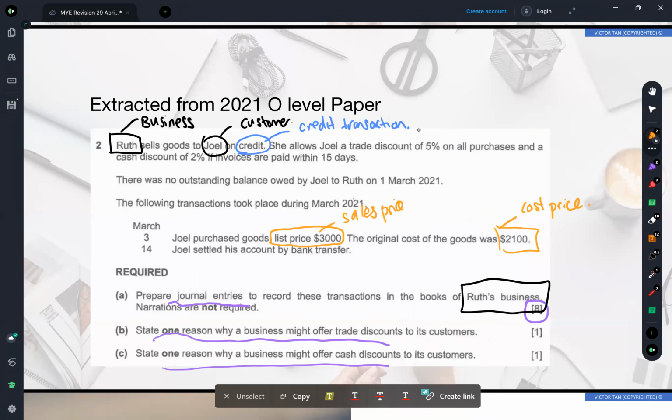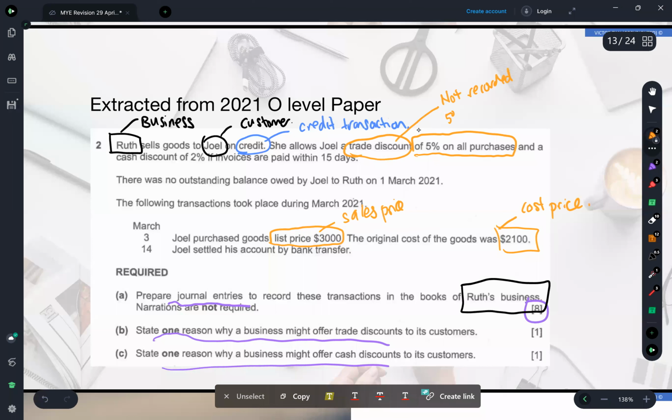The business allows the customer a trade discount. So I repeat, Ruth sells goods to Joel on credit, and she allows Joel a trade discount on all purchases. This customer always buys a lot, I'm very happy, and okay, I give you 5% discount. So remember, this is a trade discount. The question is very kind, normally they don't tell you it's a trade discount. For this O-level paper, they tell you it's a trade discount. It is not recorded.